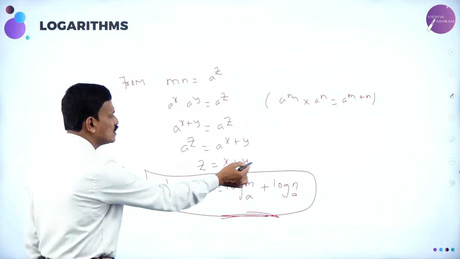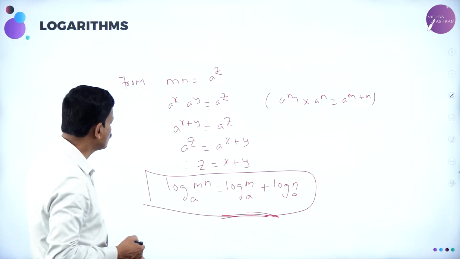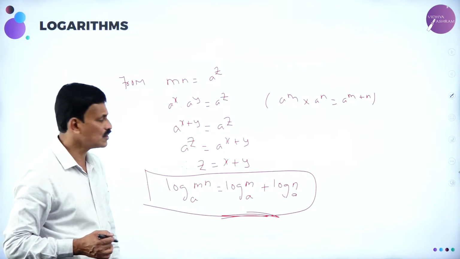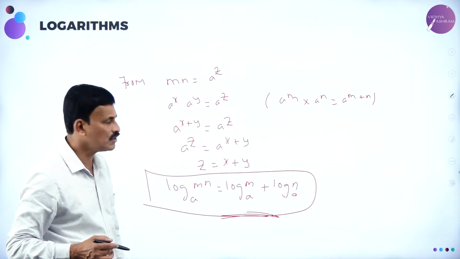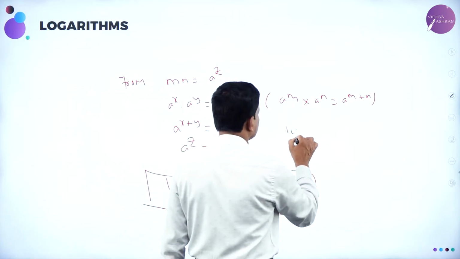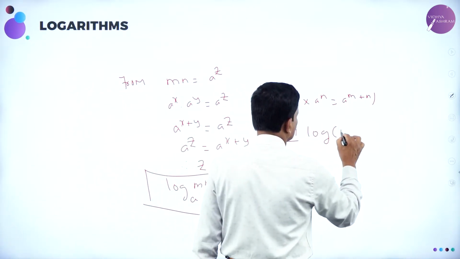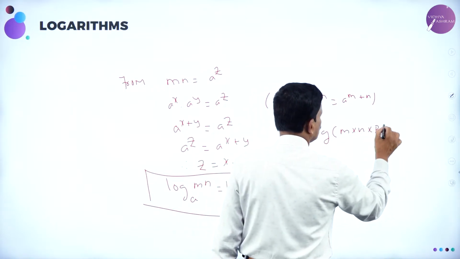Log m to base a, that is x; log n to base a, that is y. So therefore, logarithm of mn to base a is equal to log m to base a plus log n to base a. Similarly, logarithm of m into n into p etc.